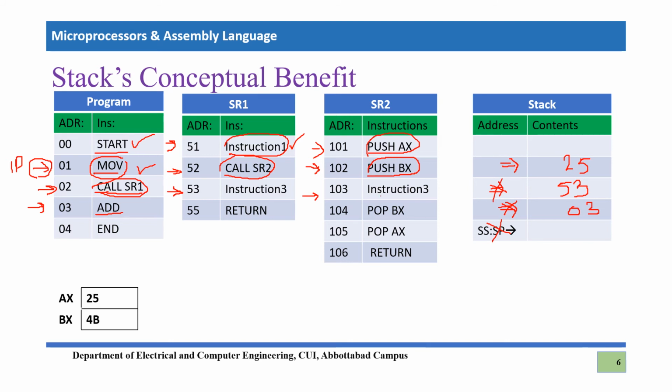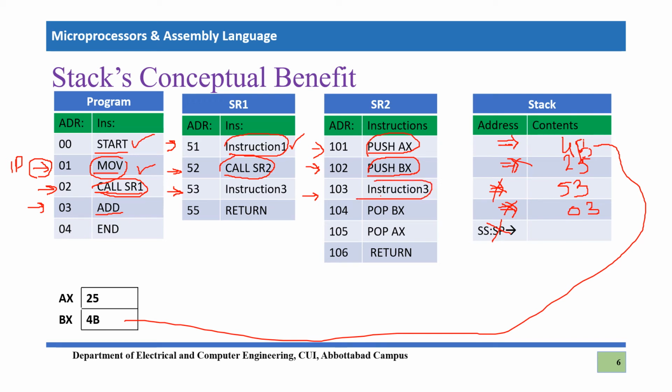So once push BX is going to execute, what will happen? The content of BX, which is 4B, will go onto the stack, and the stack pointer will come here. See, the stack pointer is switching as we are pushing more values onto the stack. What will happen at this stage? Instruction 3 is going to execute, and the next instruction is going to be pointed to by IP.